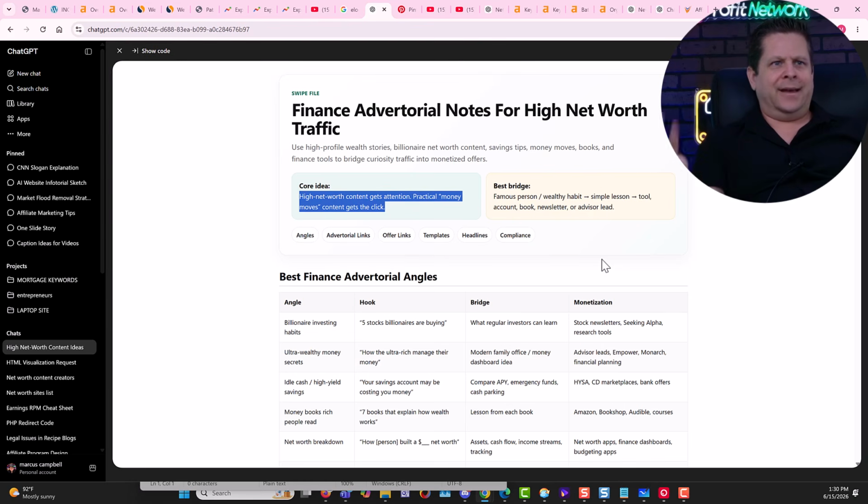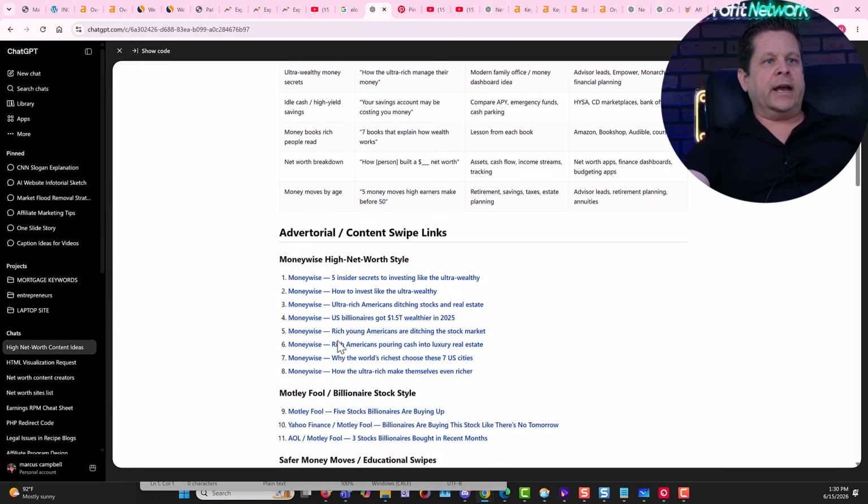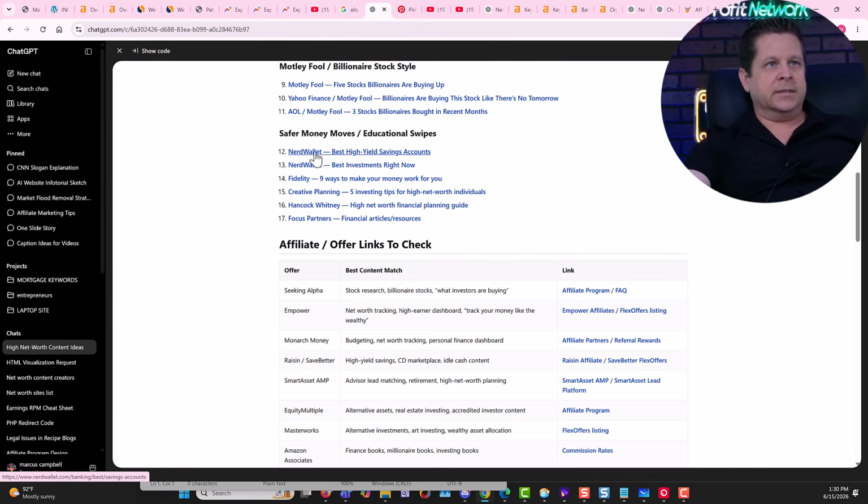Obviously, you don't want to say you're endorsed by or any part of these. You're just an independent review content person. Very important there. But when we go through here, you could look at billionaire investing habits. Here's the stocks the billionaires are buying, or ultra wealthy money secrets, or whatever it is. A lot of people are doing this in a very, very straightforward way. NerdWallet does this all the time.